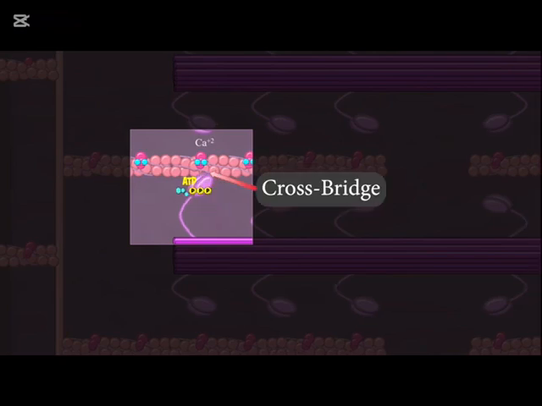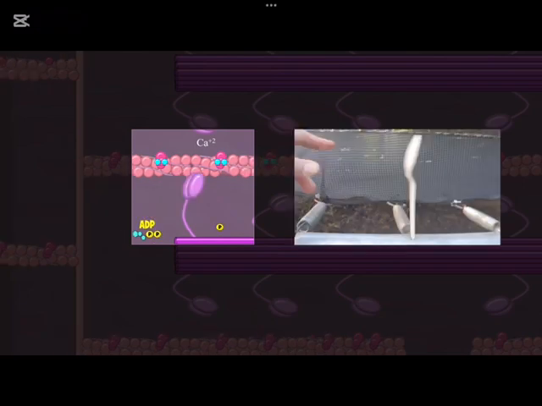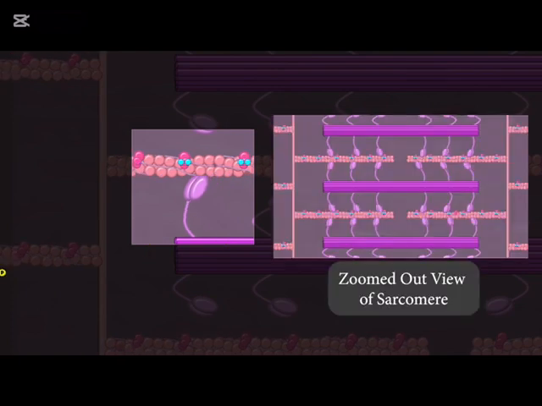The myosin heads attach to the exposed binding sites on the actin filaments, forming cross bridges. This connection allows the myosin heads to pull the actin filaments toward the center of the sarcomere. Using energy from ATP, the myosin heads perform a power stroke, pulling actin filaments inward. As a result, the sarcomere shortens and the muscle contracts.